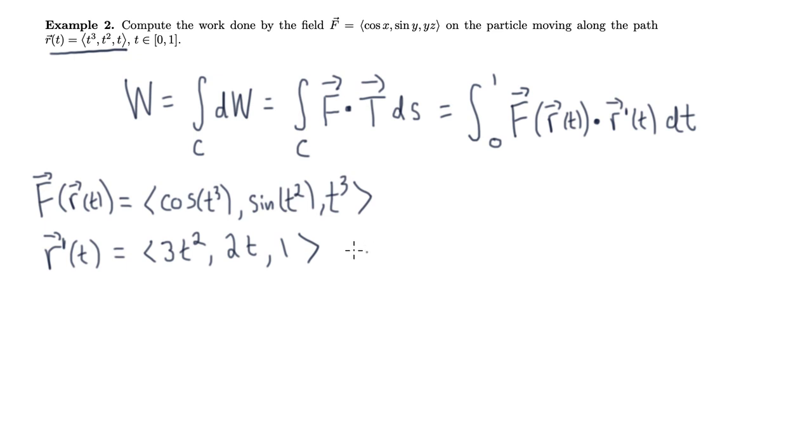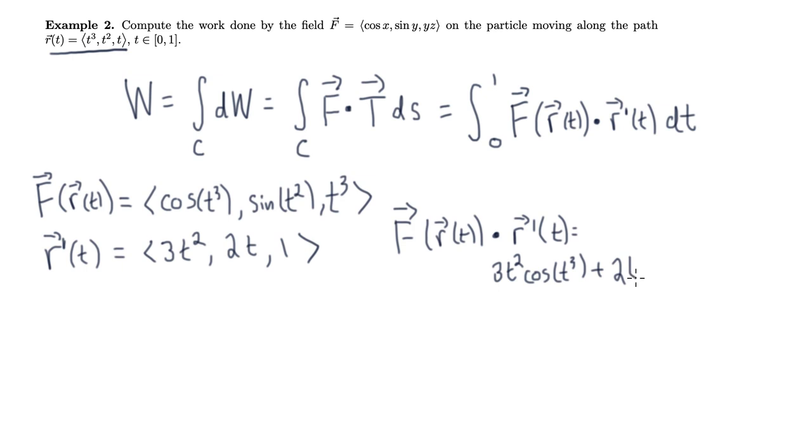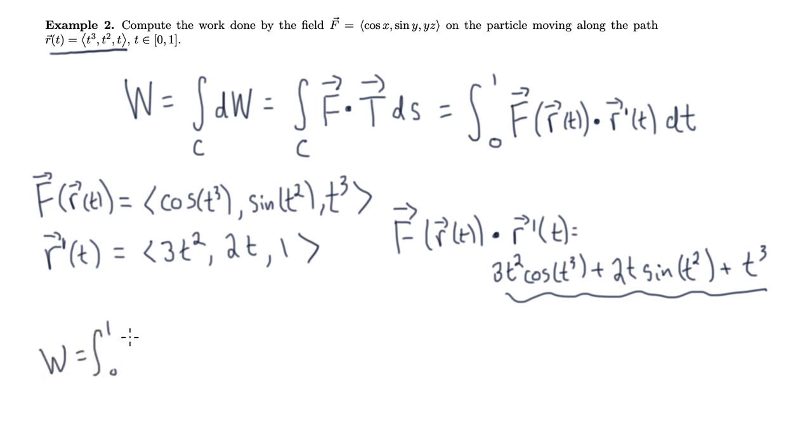All right, so then what is f of r of t dot r prime of t? Well, this is 3t squared cosine t cubed plus 2t times sine t squared, and then plus t cubed. So this is the function that we're integrating from 0 to 1. So the work done is the integral from 0 to 1 of this function.